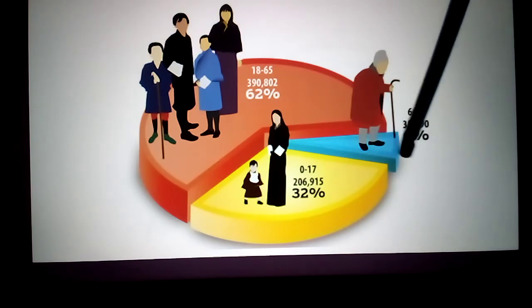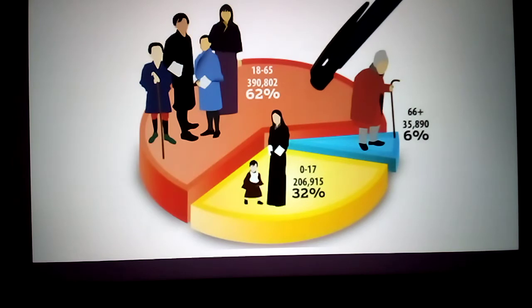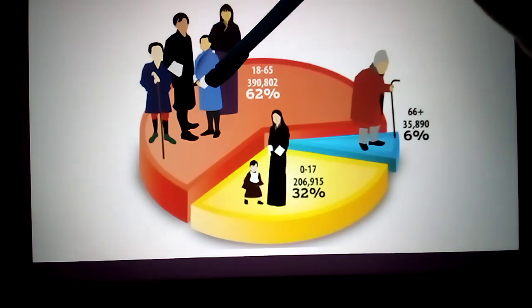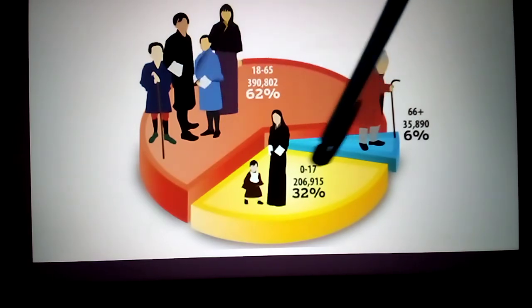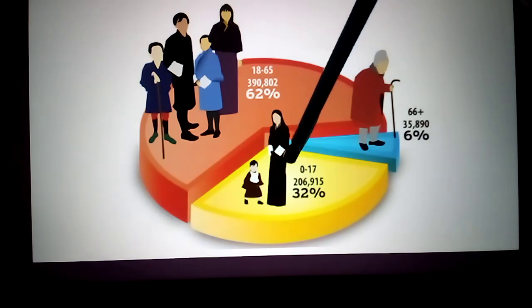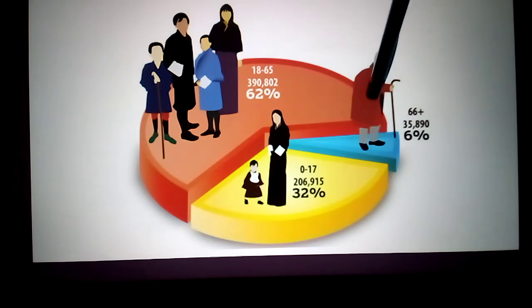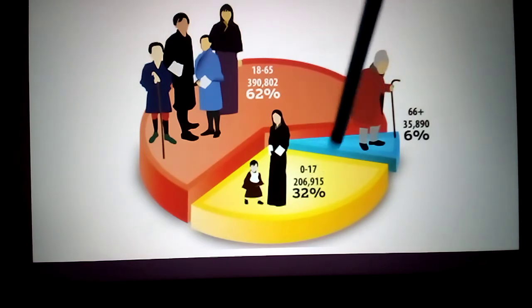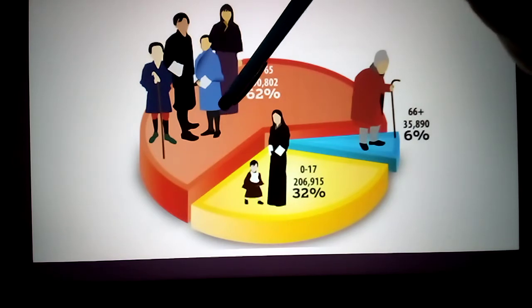6% is there. Of these three groups, the earning people are doing jobs and getting money. These two groups, below 17 years, the children, and above 65, the senior citizens, depend on the earning group.